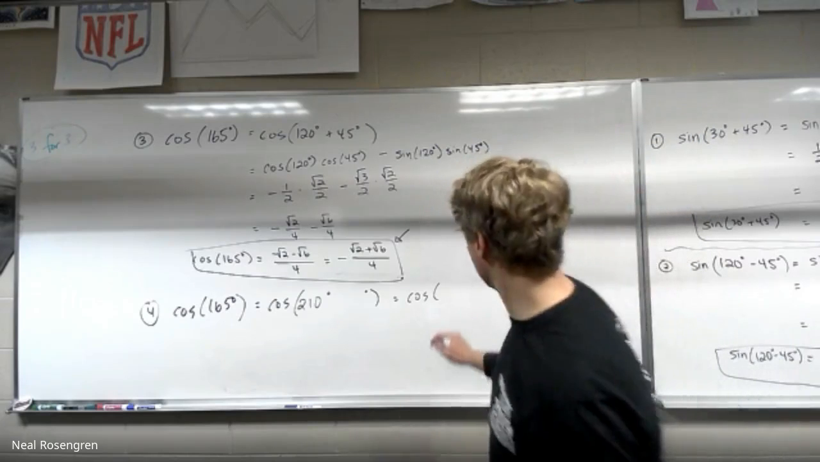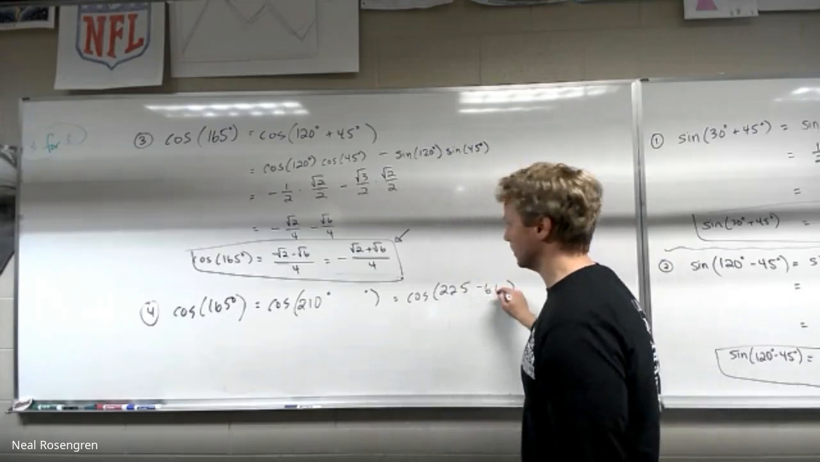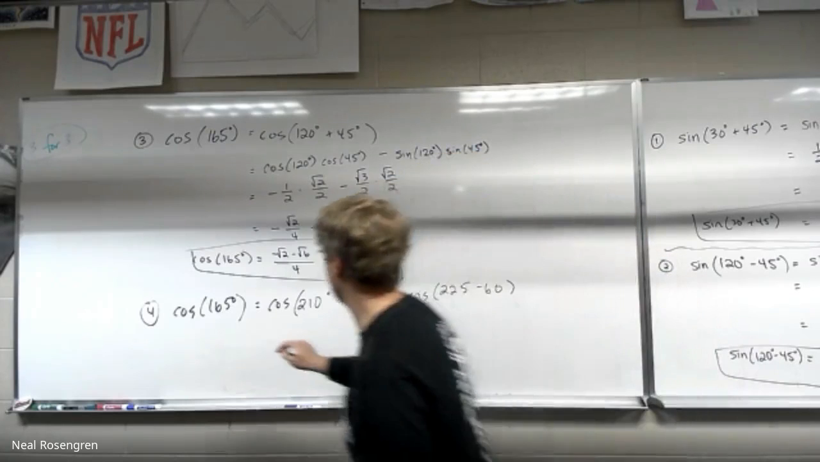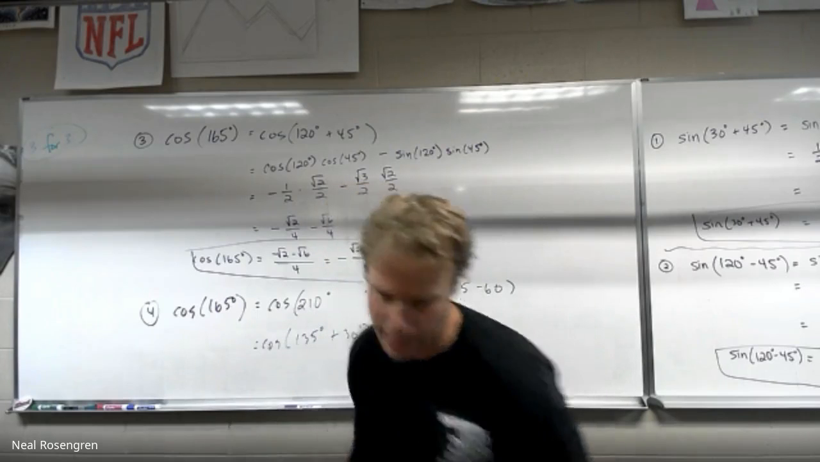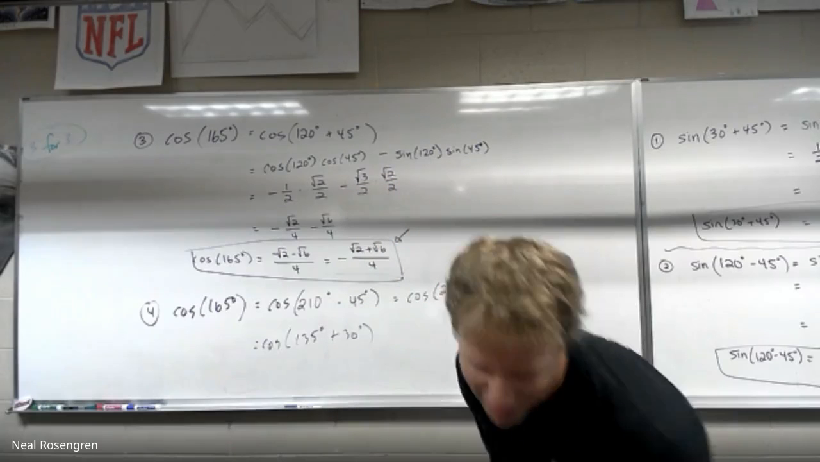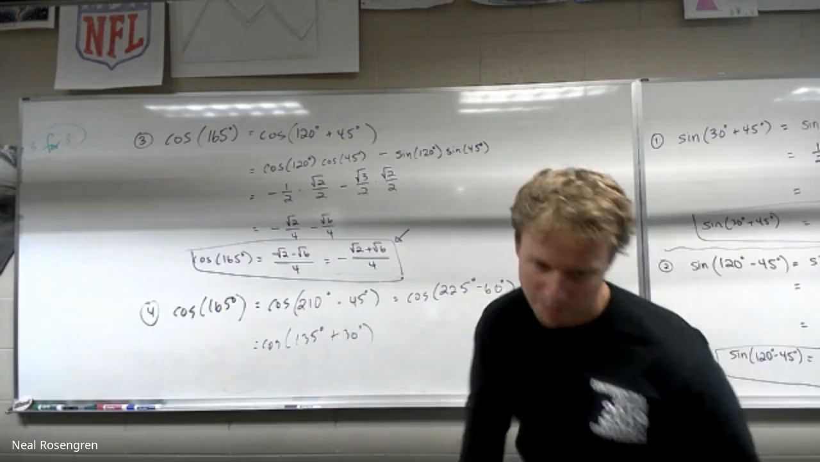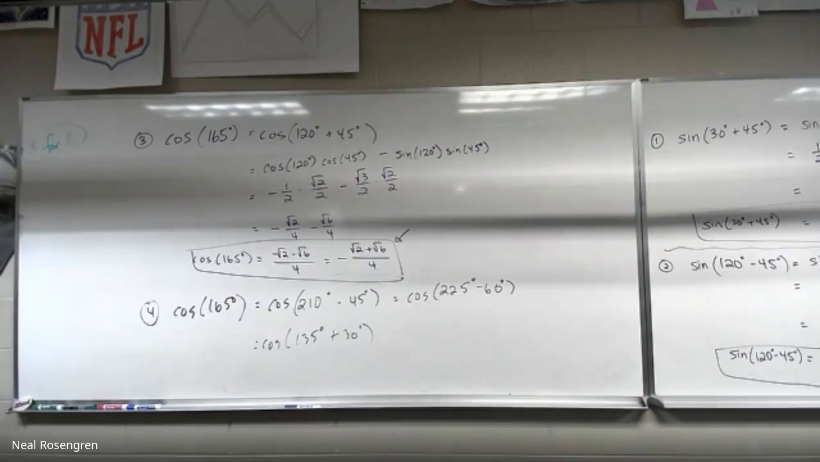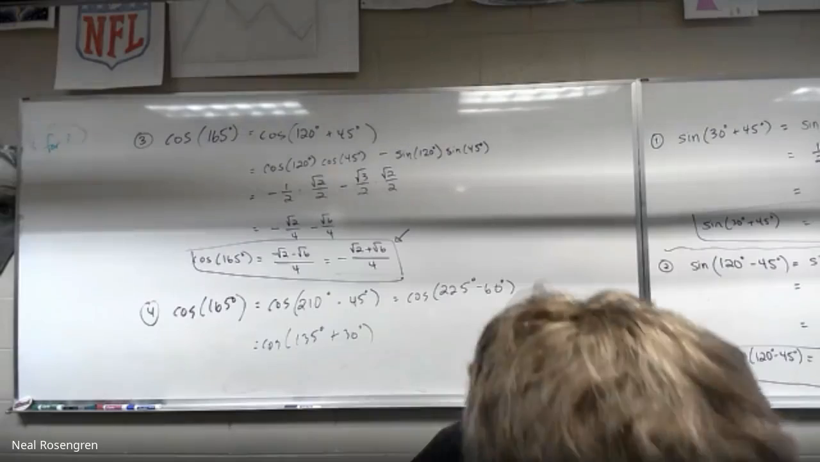Oh, nice. Okay, so we got 225 minus 60. Oh my goodness. 135 plus. Oh, I'm saying it out loud. That's probably not helping. Nice. Good. There you go.